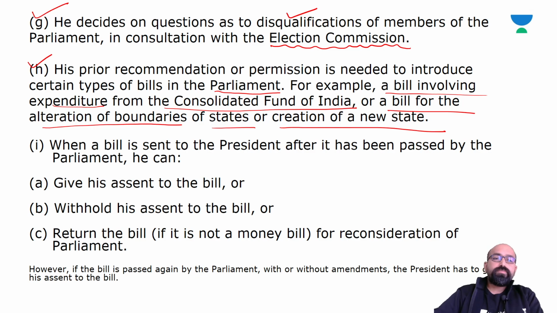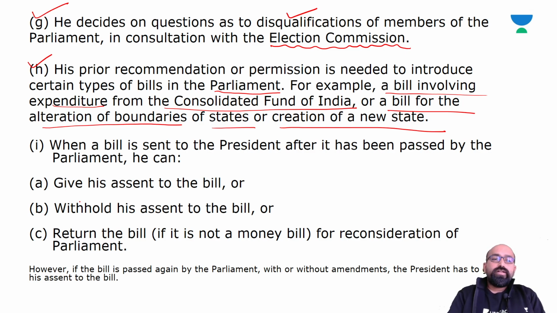So, the President's prior recommendation or permission is needed to introduce certain types of bills in the parliament. So, the bills involving expenditure from the Consolidated Fund of India, a bill for the alteration of boundaries of states or creation of new states. So these bills require prior permission or recommendation from the President. Yes, before introducing in the parliament.